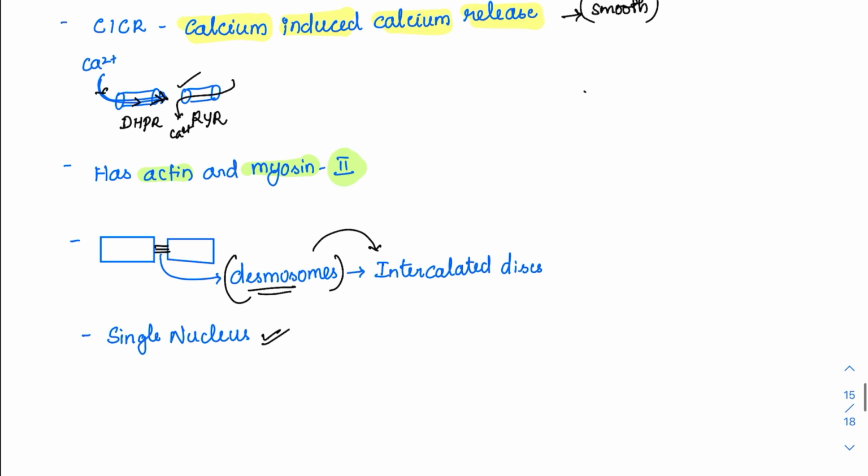Then coming to the cardiac muscle, they have a large T tubule. What is the function of this large tubule? The amount of calcium stores that can enter can be increased. So more and more calcium can enter and induce the calcium induced calcium release.